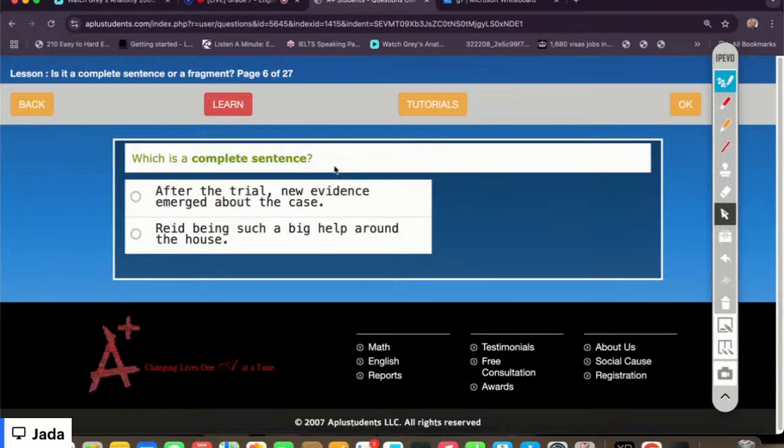So which is the complete sentence? After the trial, new evidence emerged about the case. Red being such a big help around the house. What's the complete sentence here?